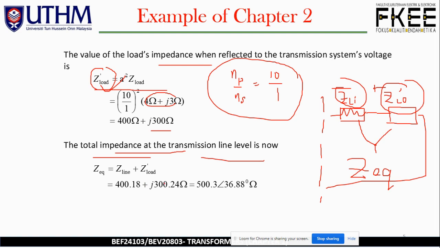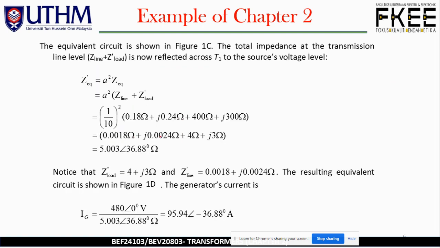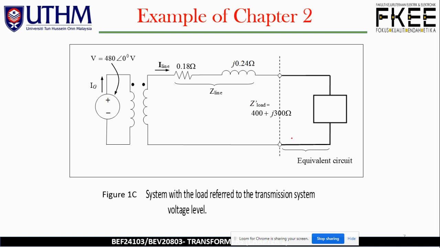So Z line plus Z prime load is given by 400.18 plus j300.24, because the value of Z line is very small, so we just add it to the 400. The equivalent circuit is shown in figure 1C. The total impedance at the transmission line level, Z line plus Z prime load, is now reflected across T1. Before we move on, we continue with the following analysis. Let's see how the new equivalent circuit looks.